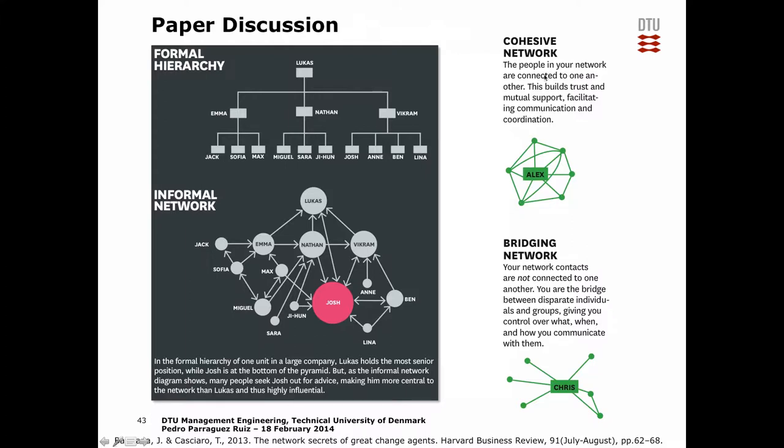Following with the things that we see here, they make this point in this paper about these cohesive networks and bridging networks. I think something that is good to bear in mind is that they are thinking about the particular change agent, if you want, and how the network looks for the change agent. So from the perspective of Alex, his network is very cohesive. From the perspective of Chris, he's in a bridging network, because he is bridging.